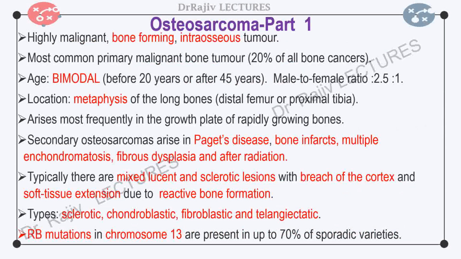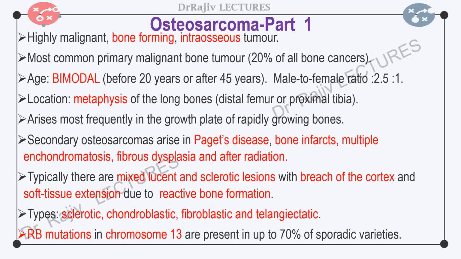Osteosarcoma is a highly malignant bone-forming tumor. These arise from pleomorphic osteoblasts that produce too much osteoid tissue. It is the most common primary malignant bone tumor and accounts for approximately 20% of bone cancers. These tumors usually arise in the metaphysis of the long bones. Almost 50% are near the knee, in the distal femur or proximal tibia.